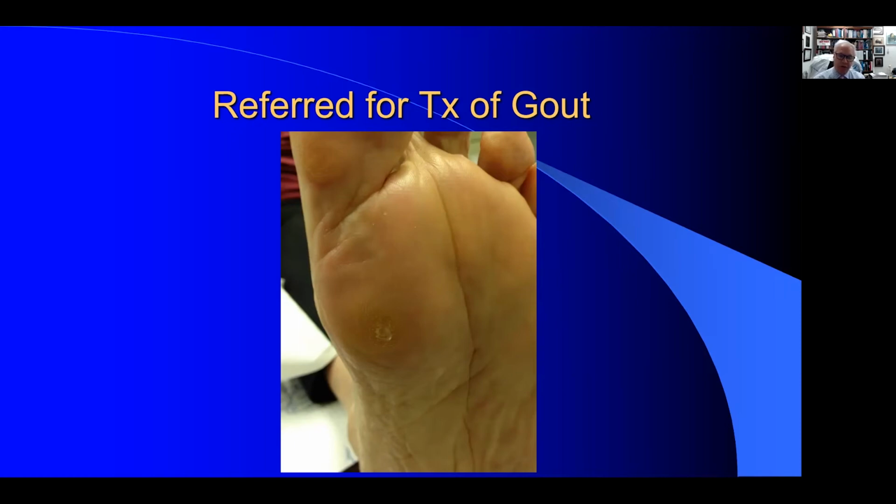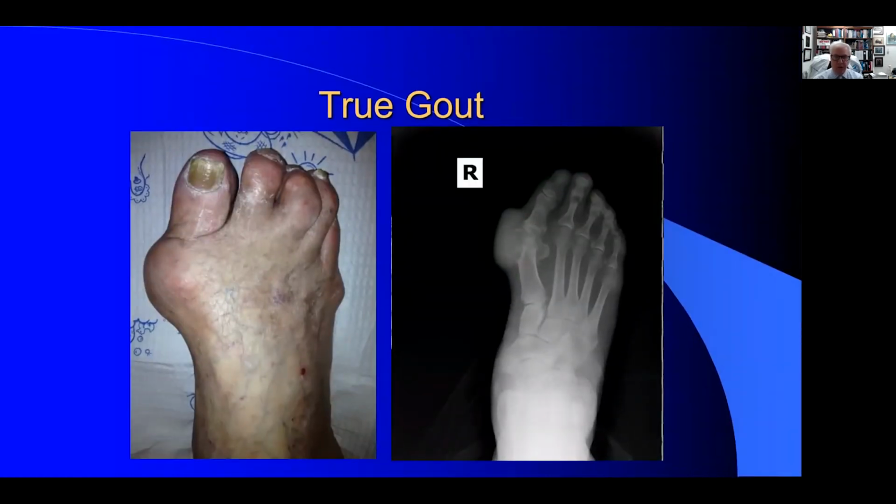And usually the onset of gout is acute. The pain wakes them up in the middle of the night. This is true gout, chronic tophaceous gout. This is an advanced case. You can see all the urate crystals deposited in the tophus on the medial side of it, and significant erosion into the joint.